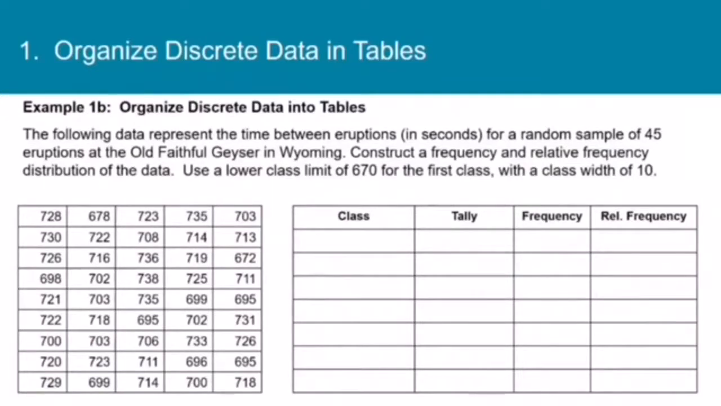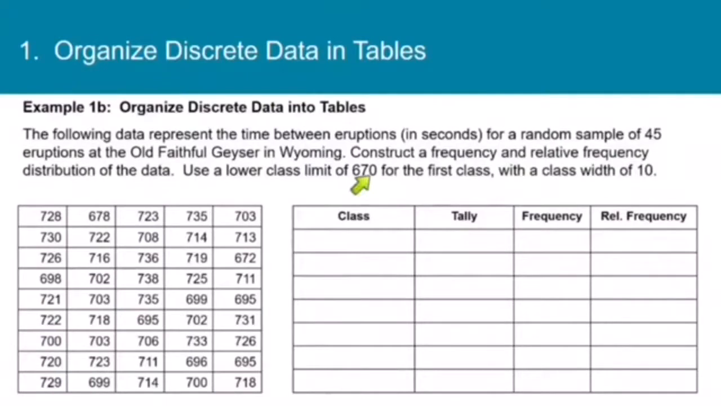of numbers. Okay, this one says, the following data represent the time between eruptions in seconds for a random sample of 45 eruptions at the Old Faithful geyser in Wyoming. Construct a frequency and relative frequency distribution of the data. Use a lower class limit of 670 for the first class and a class width of 10.